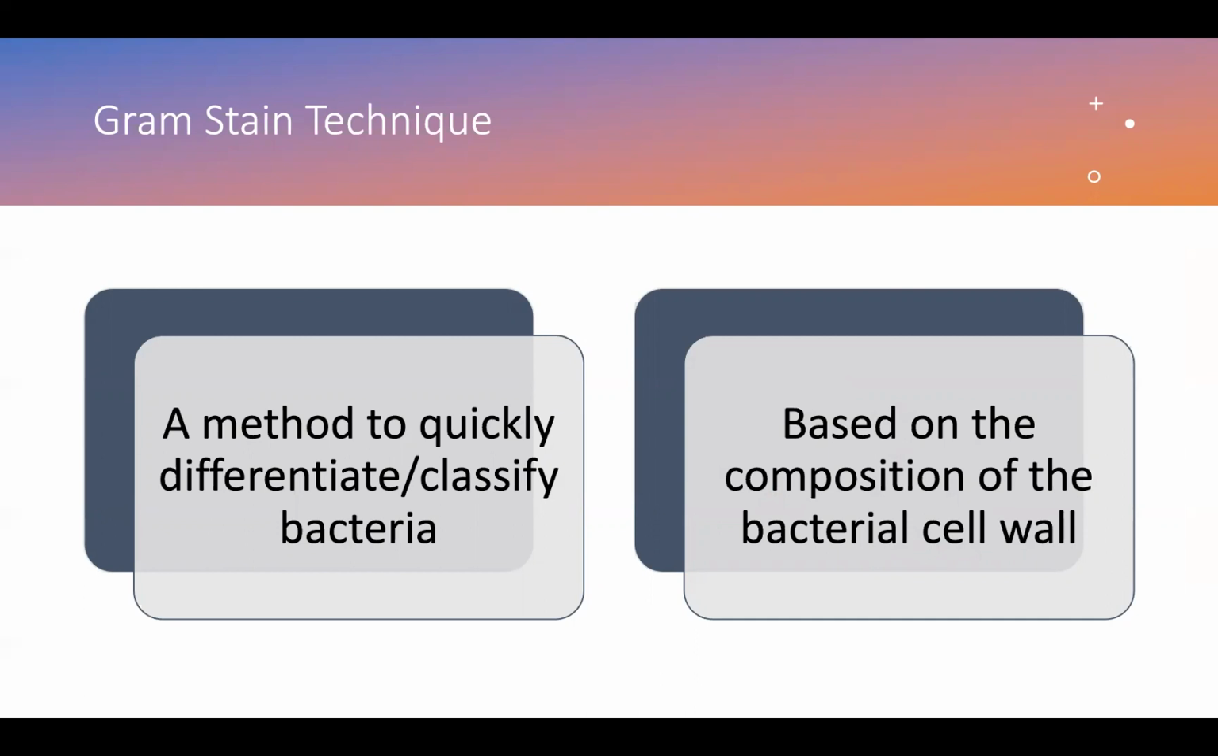All right, another type of stain that you might be familiar with is the gram stain technique. This is what we did last week in lab. All right, the gram stain technique is a method to quickly differentiate or classify bacteria. And the gram stain technique is based on the structure or composition of the bacteria cell wall. Write that down. That is very important. The gram stain technique is based on the composition of the bacteria cell wall.